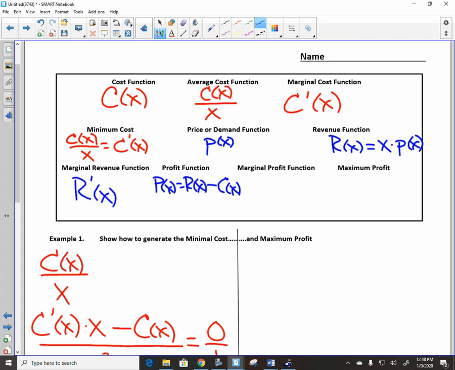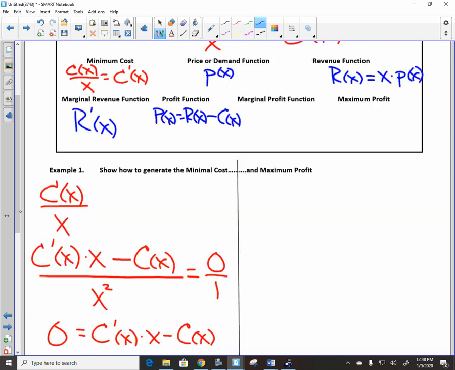And the marginal profit function, that's what we want to be able to determine. I want to maximize profit. Profit function is equal to R of X minus C of X. I want to maximize it. How do we maximize things? Take the derivative and set it equal to 0.